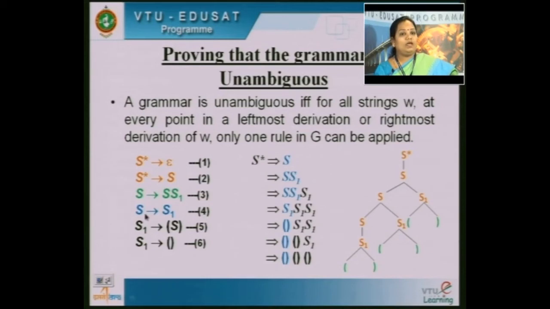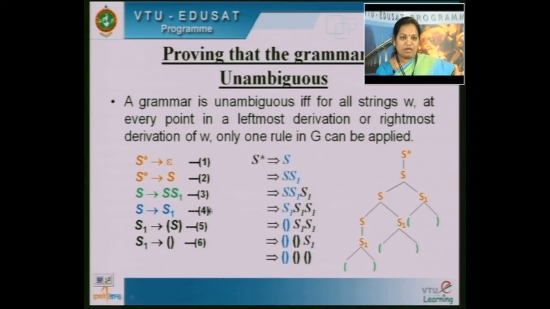So, if I do not need siblings of a pair of parentheses, I go for rule 4. If I want continuous siblings of a pair of parentheses, I go for rule 3. So, at any given point, I have only one rule matching to derive a particular string. Hence, we prove that the grammar is unambiguous.